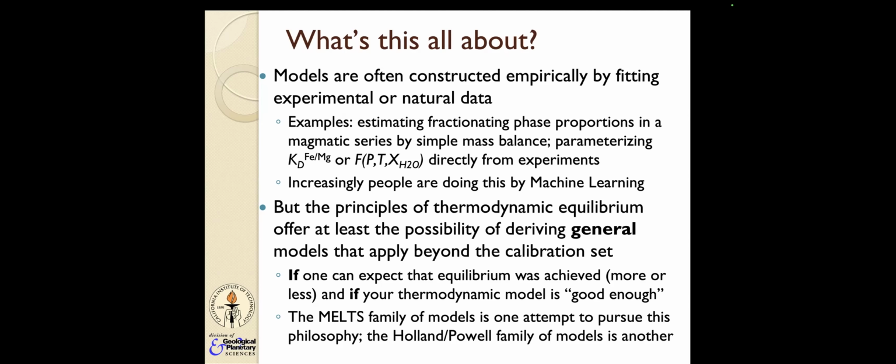So the MELTS family of models has always been one attempt to pursue this idea that if you can construct a general enough, accurate enough thermodynamic model, you can predict equilibrium relations and that these will inform you about natural processes. The Holland and Powell family of models has been a parallel effort for also many decades to do the same thing, leaning a little bit more until recently towards metamorphic petrology, whereas MELTS has always been a tool for igneous petrology, but both of them can operate both below and above the solidus now, and so they can be directly compared.